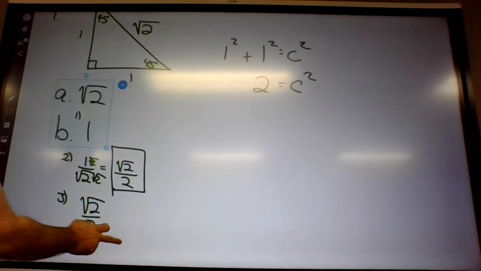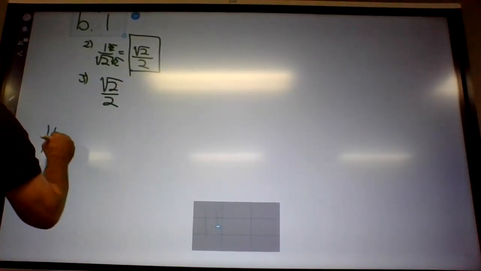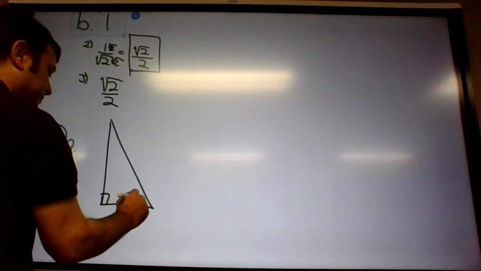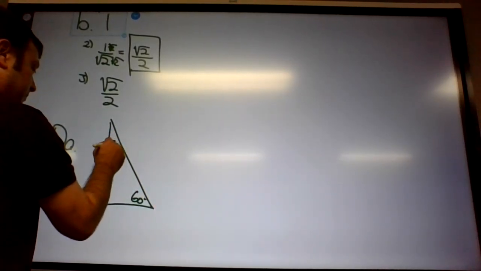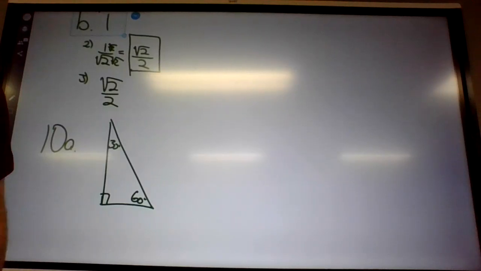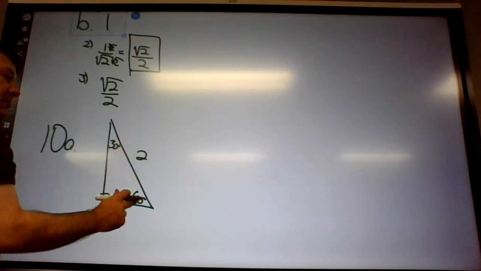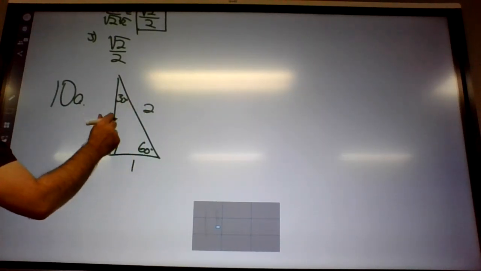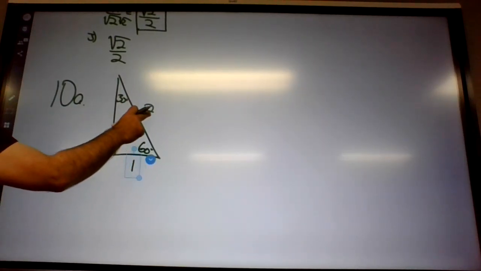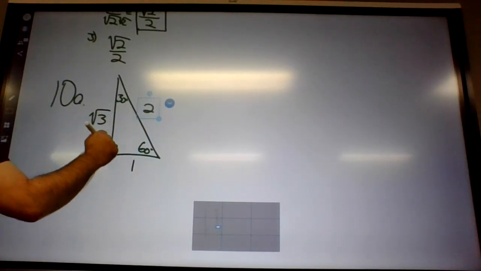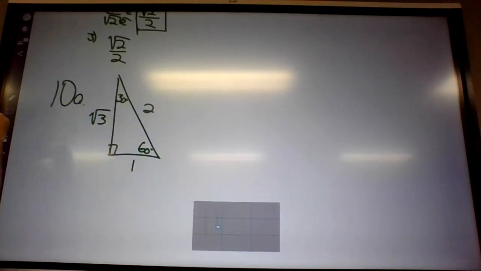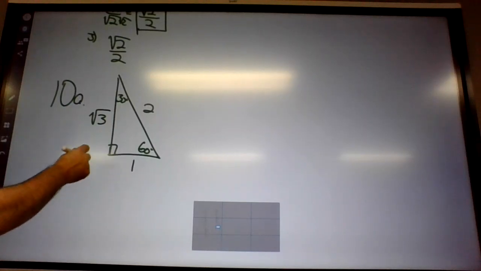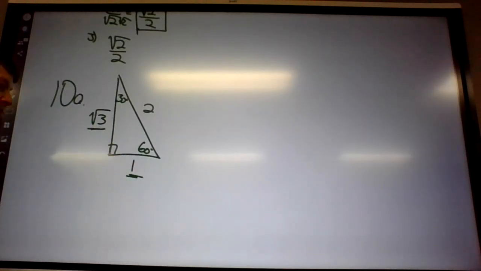On 10A, I'm guessing you guys forgot this one. It says it's a 30, 60, 90 right triangle. This is the other kind of special triangle. The hypotenuse is 2 units long. You guys remember this? Yeah. The short leg is half the hypotenuse, and the long leg is square root of 3 times bigger than that. So that's kind of the answer to 10A.